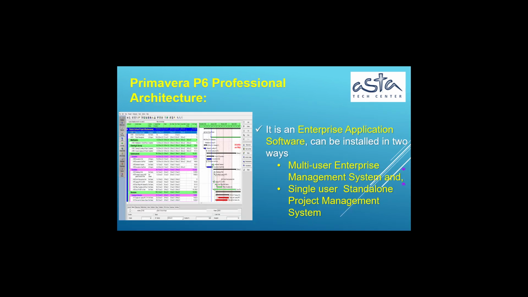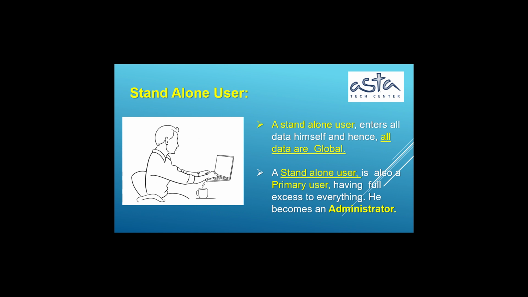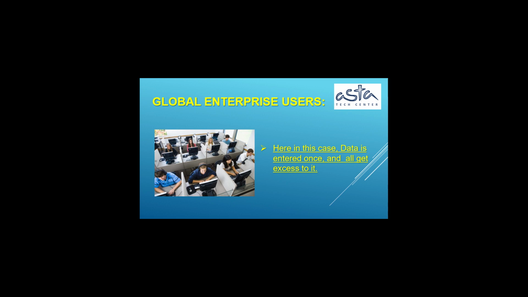Primavera P6 Professional Architecture. It is an enterprise application software, and can be installed in two ways. Multi-user enterprise management system. Single-user standalone project management system. Standalone user. A standalone user enters all data himself and hence, all data are global. A standalone user is also a primary user, having full access to everything. He becomes an administrator. Global enterprise users. Here in this case, data is entered once, and all get access to it.